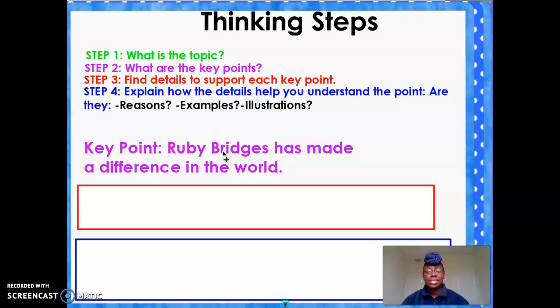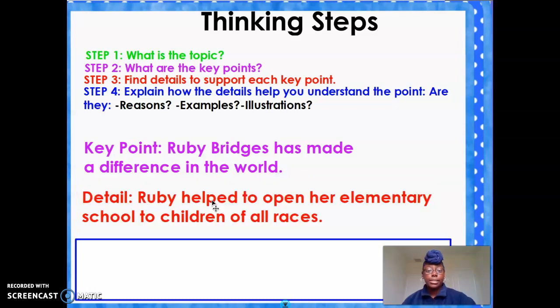So now I need to find a detail. Now when I'm finding a detail to support my key point, I am going to look directly in the text. I am looking for text evidence that supports that Ruby Bridges made a difference in the world. So my first detail is Ruby helped to open her elementary school to children of all races. I know this because it says that they all did get their education.